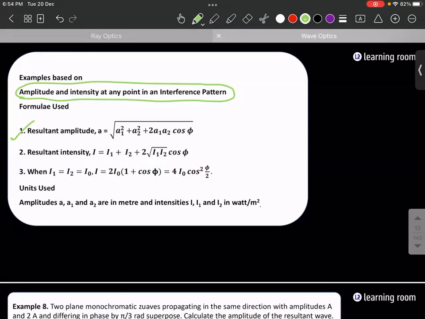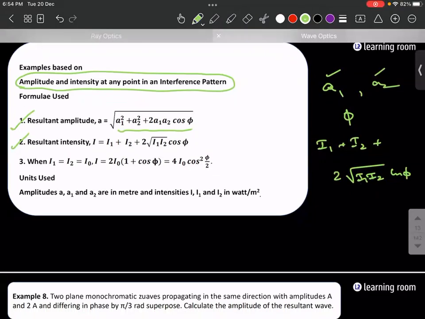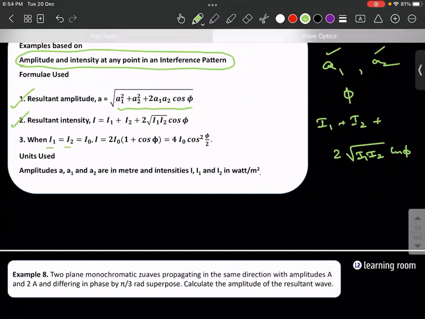When two waves of amplitude A1 and A2 with a phase difference of phi are going to overlap on each other, then the resultant amplitude is given as root of A1 square plus A2 square plus 2 times A1 A2 cos phi, and the resultant intensity is given as I1 plus I2 plus 2 root of I1 I2 cos phi, right? If I1 is equal to I2 and we take it as I0, then the resultant intensity is given as 2 times I0 into 1 plus cos phi, which is also equal to 4 times I0 cos square phi by 2.